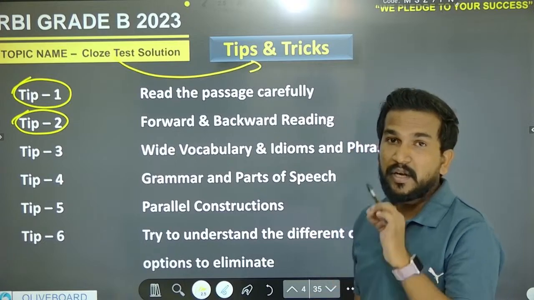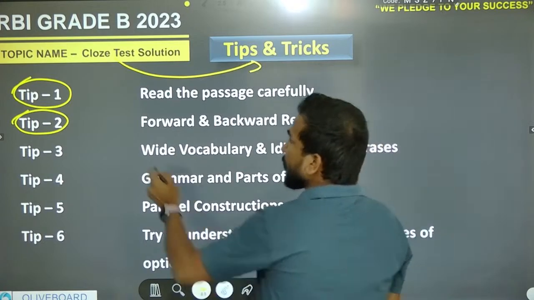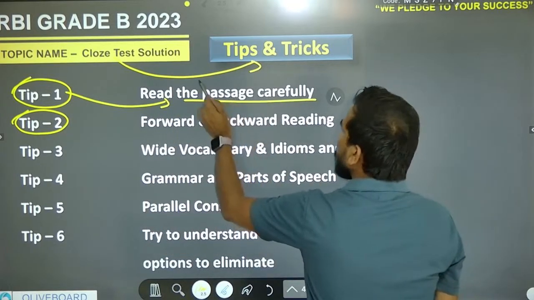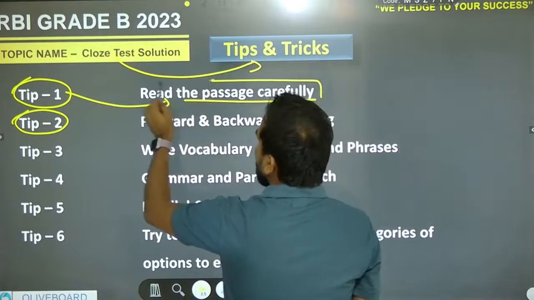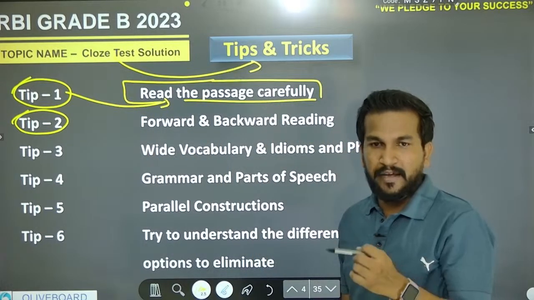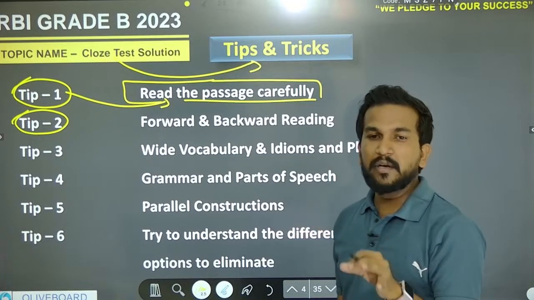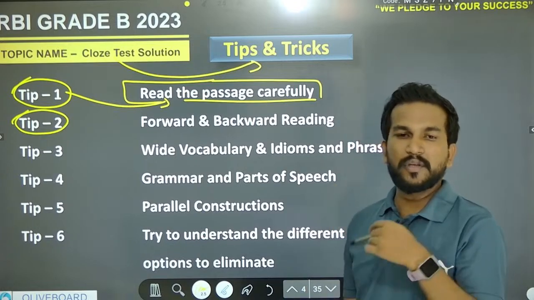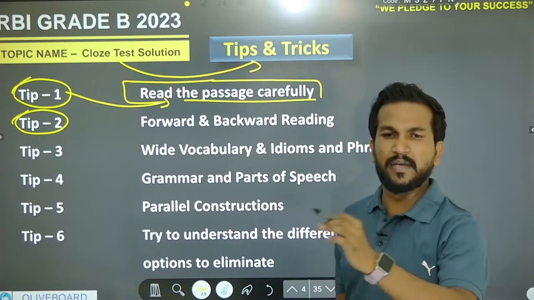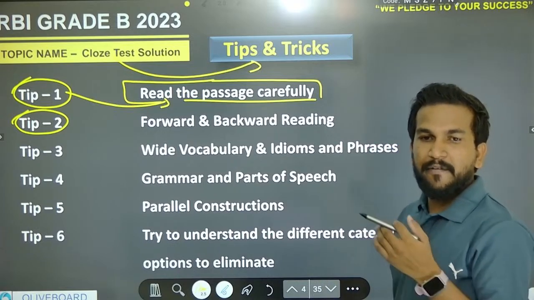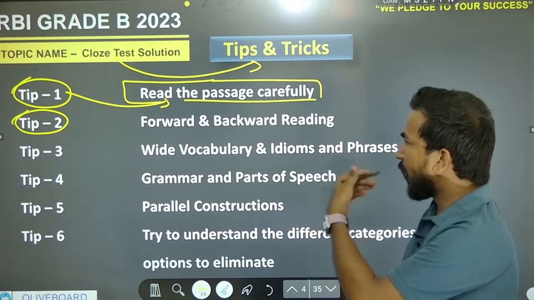The first tip is read the passage carefully. Students usually do not do it. They usually start with the very first question of the given Cloze test, from the very beginning. But you have to go through the complete passage first, in 30 seconds. How to practice this? Yeah, definitely we are going to have our practice also.